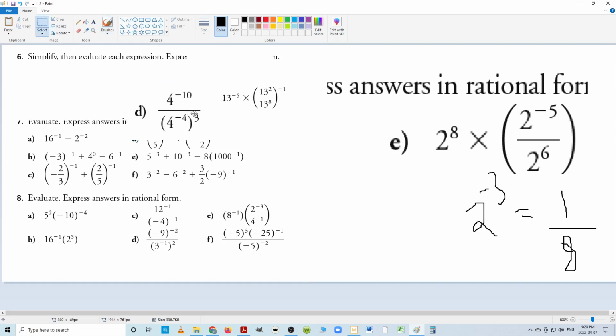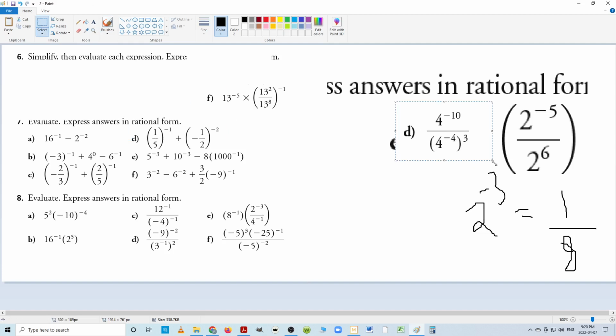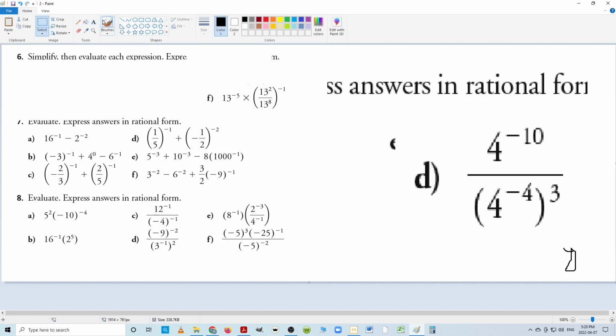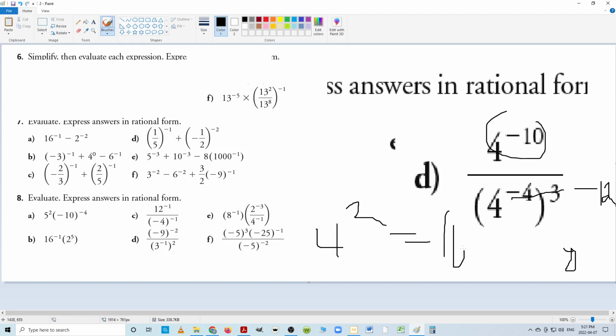And it's the same thing here. You've got to multiply the bottom first. So you get minus 12 here. Minus 10 minus minus 12 becomes plus 2. So you get 4 to the 2, which is equal to 16.